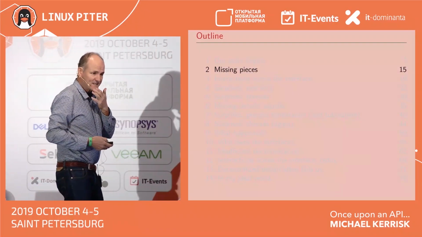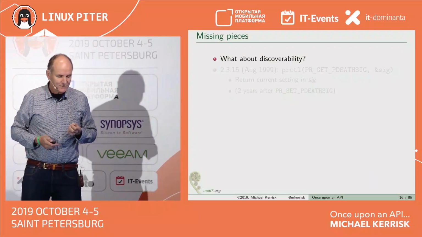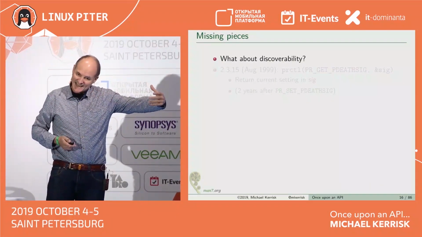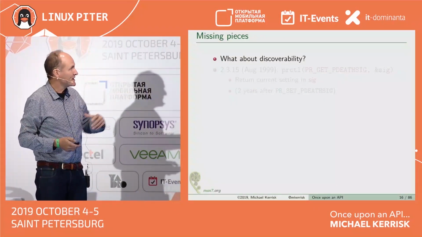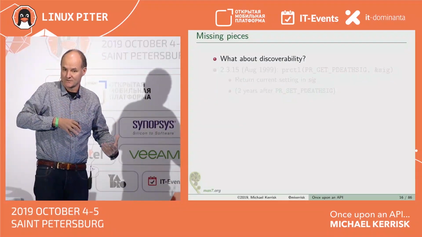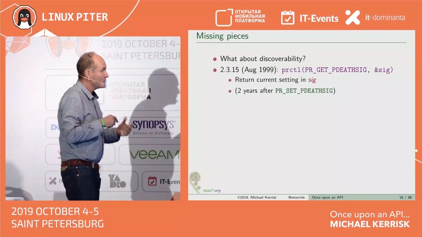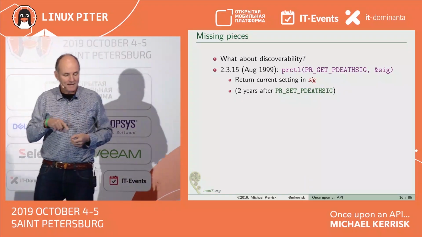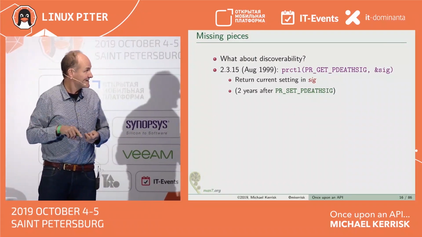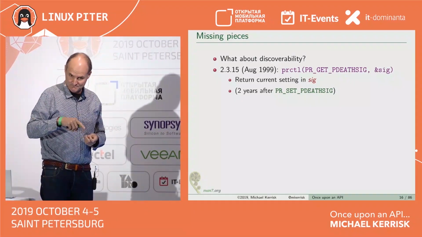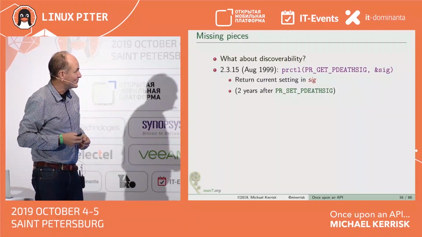Well, first of all, we had some missing pieces. We've got the ability to set this attribute for a process, but then we might want to ask the question: what is the current setting of this attribute? So a while later, someone added a PR_GET_PDEATHSIG option to the system call.